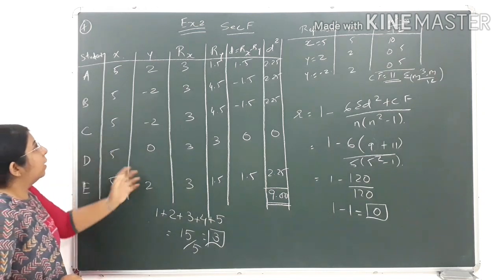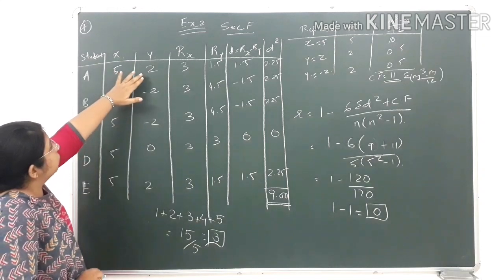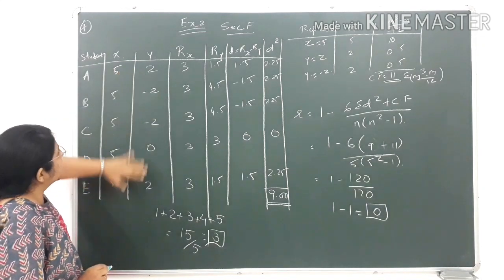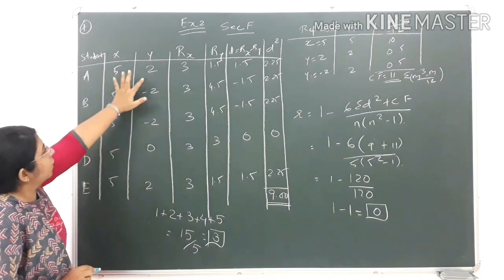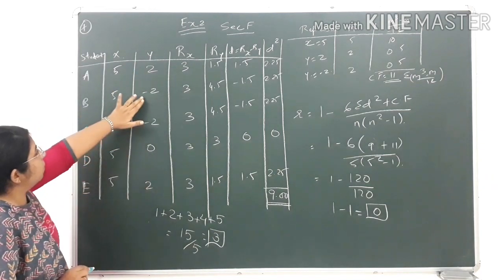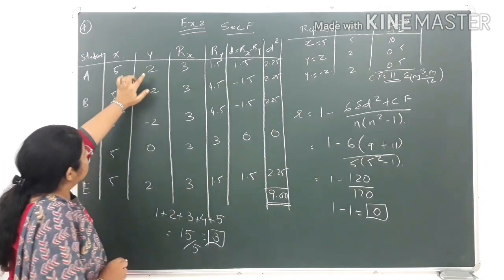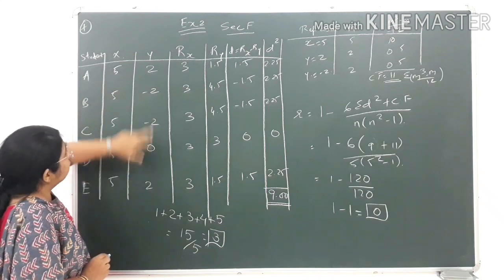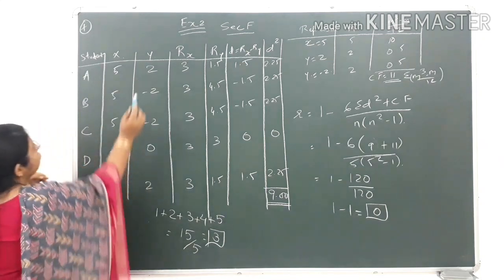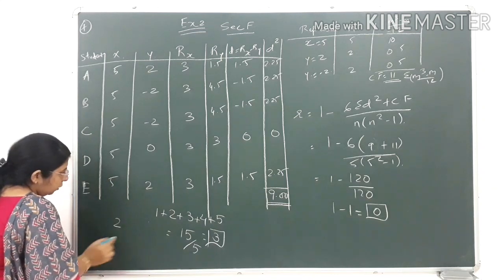Now moving on to variable Y. In variable Y you can see the first rank goes to 2 marks, because 2 marks is the highest. There are 2 students getting the same marks. In the same way, for minus 2 also there are 2 students. So we have to find the average again over here. The first rank and the second rank go to 2 and 2, that is the first student A and the fifth student E. So we have to find the average of these two.